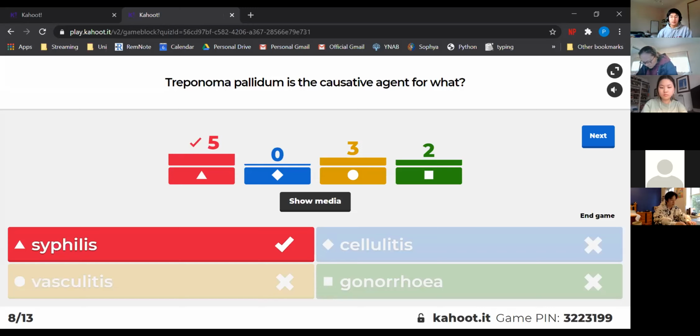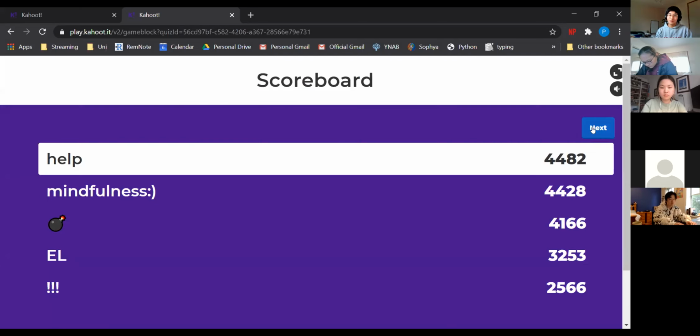Gonorrhea is also an STD, but that's caused by Neisseria gonorrhoeae. Cellulitis is what we just went through, so Staph aureus and Strep pyogenes. Vasculitis refers to the vascular system and inflammation of your vessels, and that's not really involved with Treponema pallidum. Yeah, syphilis is a scary thing. You'll learn about it next year, but it's pretty scary.